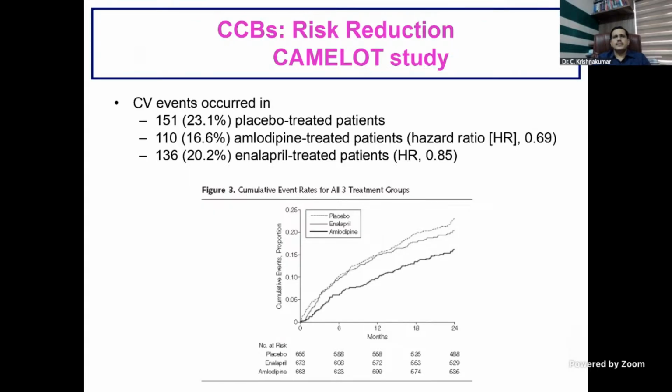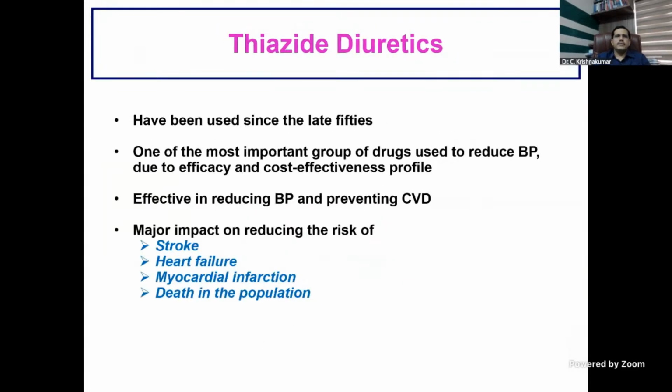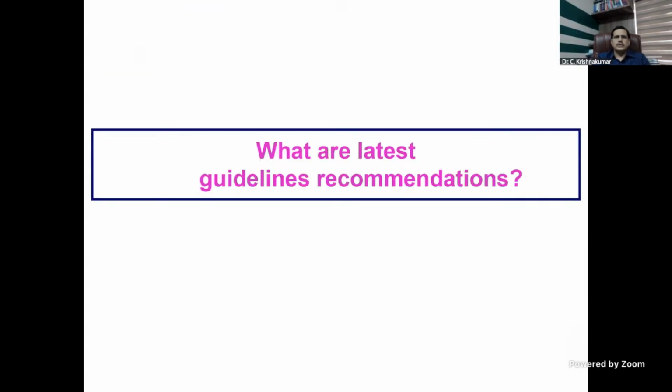Calcium blocker: in the CAMELOT study, risk reductions were demonstrated and CV events are reduced. Thiazide and thiazide-like diuretics, chlorthalidone and indapamide, are potent reducers of BP, with a major impact on stroke and heart failure, and they also reduce mortality.